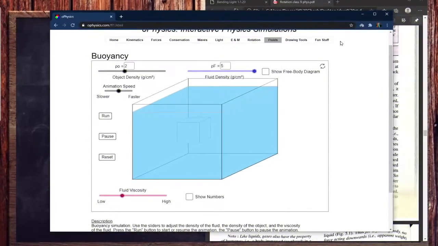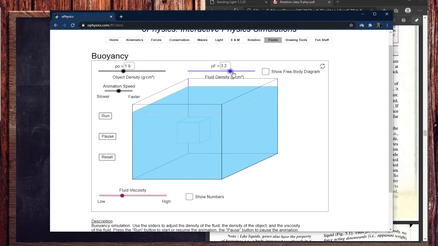Hello students, this time we're going to learn buoyancy or upthrust. What is that? I just gave you some idea previously about the floating body, how it sinks and how it will float. But why it will float, that is the main cause of upthrust.